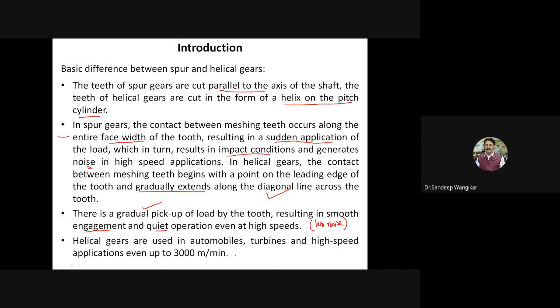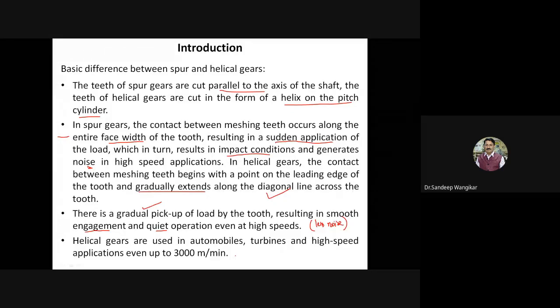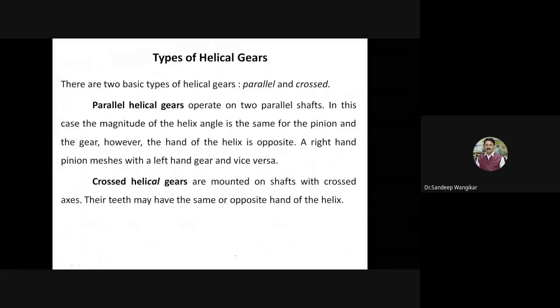Spur gear has its limitation due to the sudden applied load and impact condition generating more noise at higher speed. Therefore, when we want to use the gear at higher application, we have to go for helical gear. So this is the basic difference between spur and helical gear. Now there are again two more types. Generally, whatever examples we are observing are all parallel helical gears only. So what we will be discussing is parallel helical, but there is also one more type.